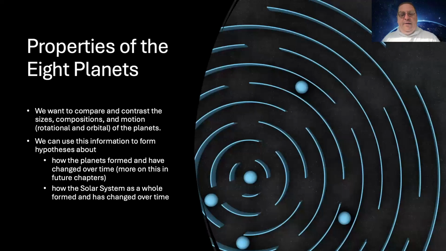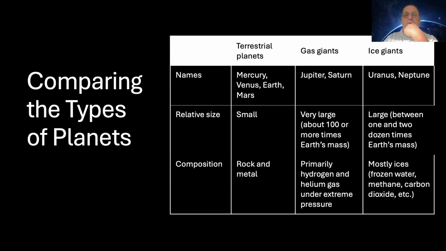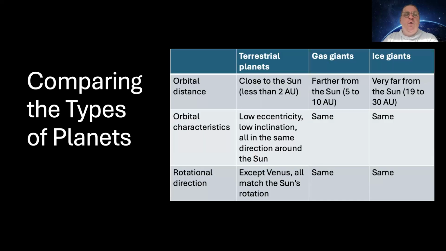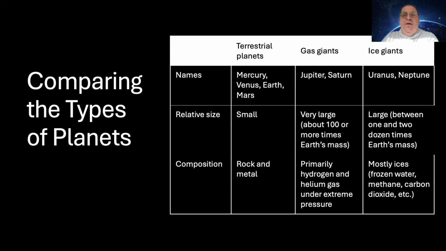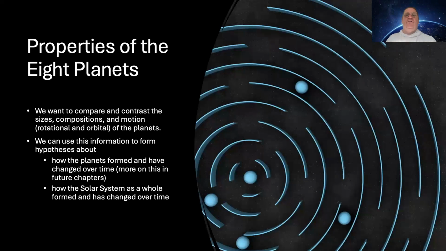The next 3 slides are going to be talking about things like relative size, composition, orbital distance, rotation direction, and other things. So let me summarize all of those. I don't want to read them to you, but let me summarize effectively the highlights of those, and then you can refer back to those tables at a later date if you want to look at very specific things. First thing that's pretty obvious is that all 8 planets are spheres or roughly spherical in shape.